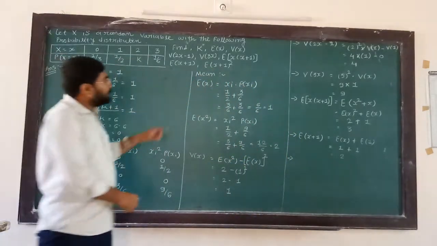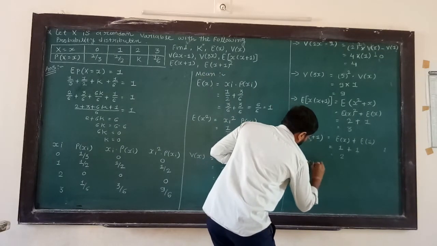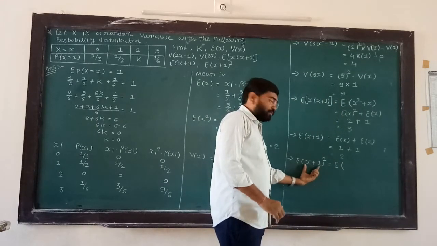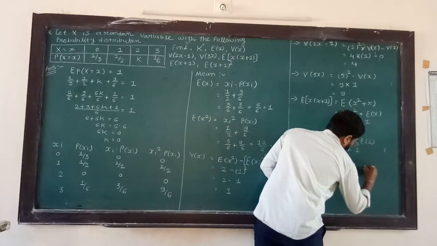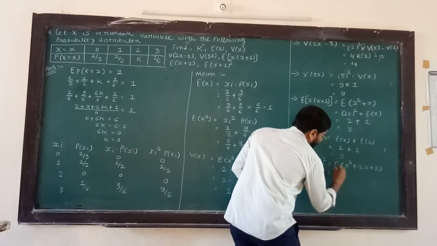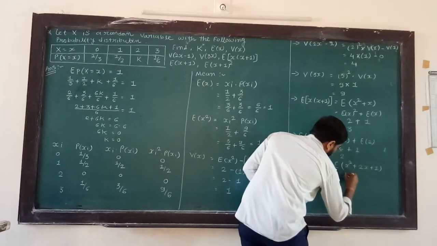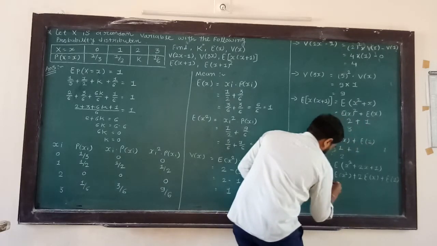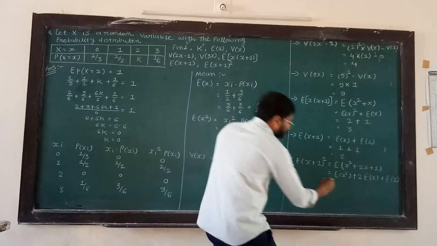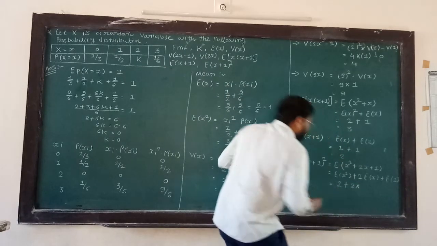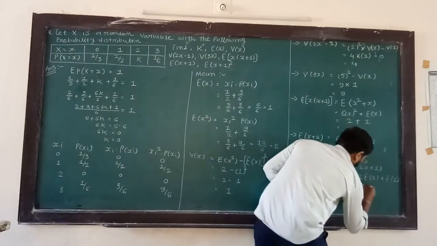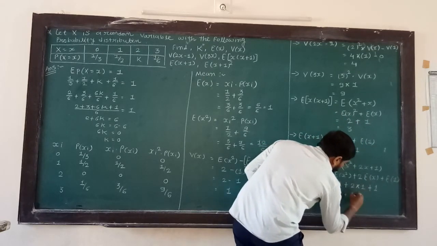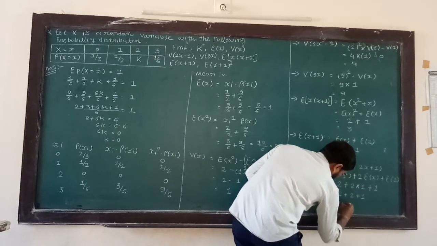Last, E of (x plus 1) square. First of all, the expansion of this (x plus 1) square is x square plus 2x plus 1. Now multiplied with x, it is E of x square plus 2 into E of x plus E of 1. Here E of x square is 2 plus 2 into E of x means 1 plus E of 1 means 1. Here 2 plus 2 into 1 means 2, last 1, total is 5.